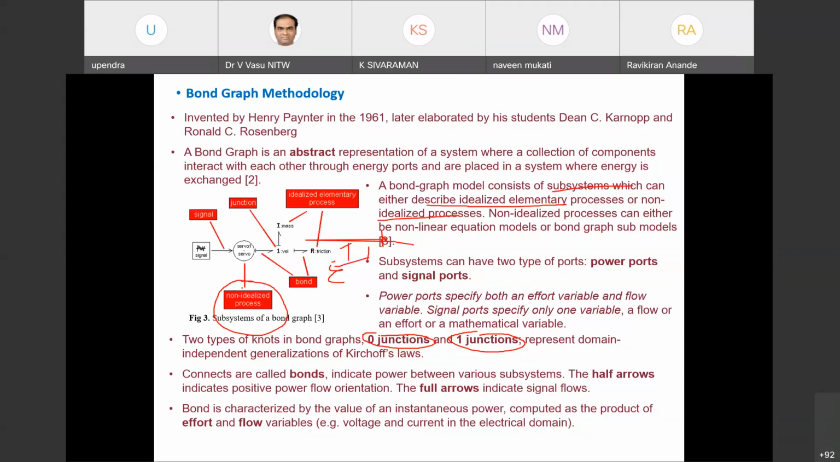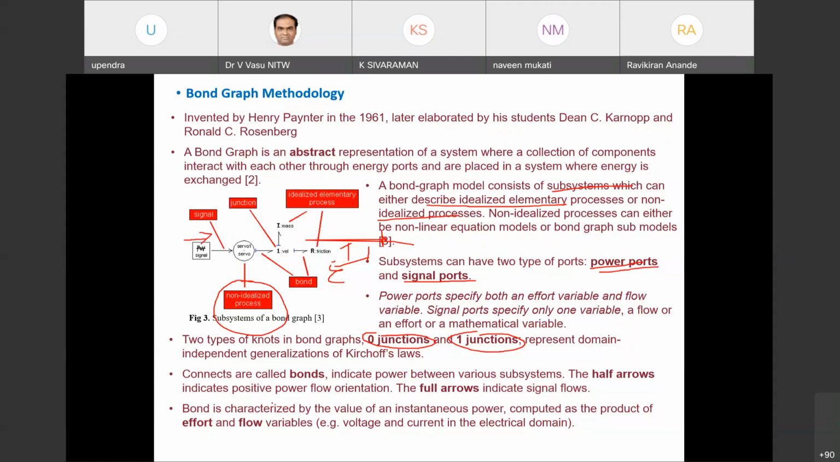You can connect a non-idealized process or an idealized elementary process, and you can make this particular bond that we have. In the subsystem bond graphs, mainly we are going to be using the power ports or the signal ports. How the flow of power is going to flow from this particular system one to the other system will be represented in this manner.